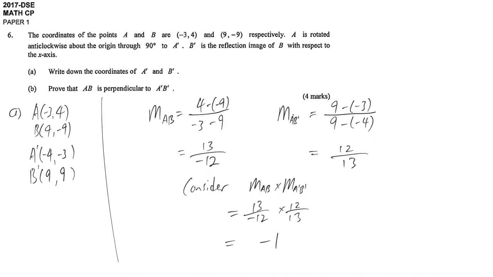Don't write that it's -1 directly. Try to find it out and then prove it is -1 because it's not given that they are perpendicular. You have to pretend that you don't know they are -1 before. Therefore, since the product is equal to -1, that's why our conclusion is AB perpendicular to A prime B prime. Then you answer the questions already.